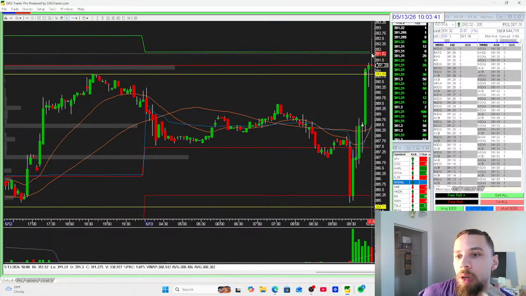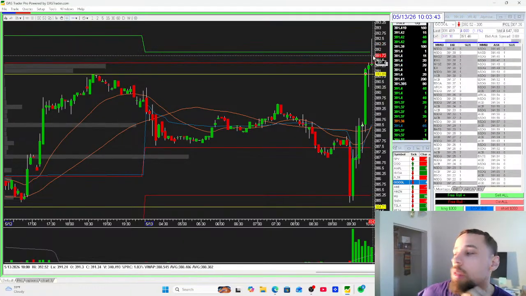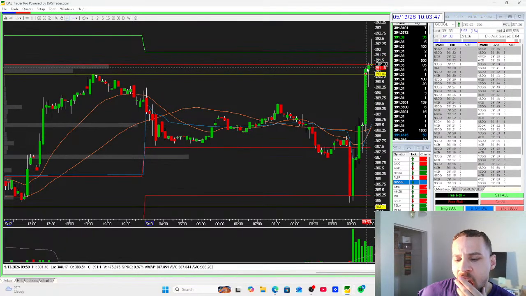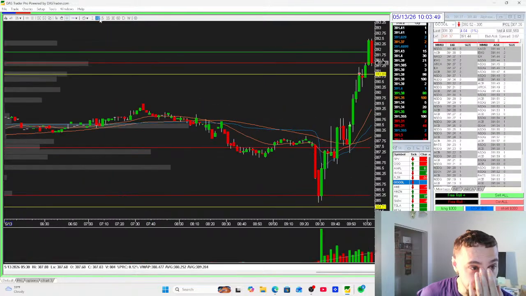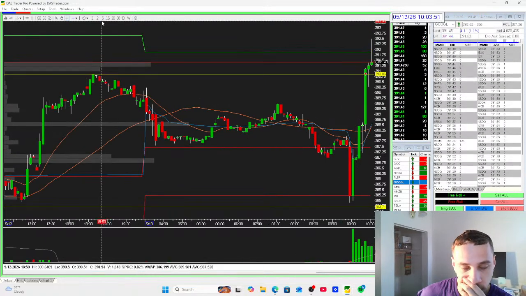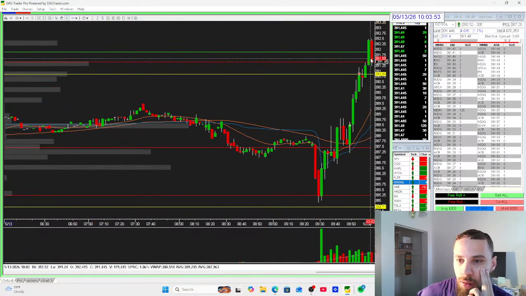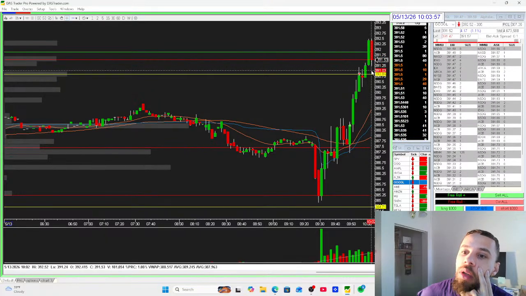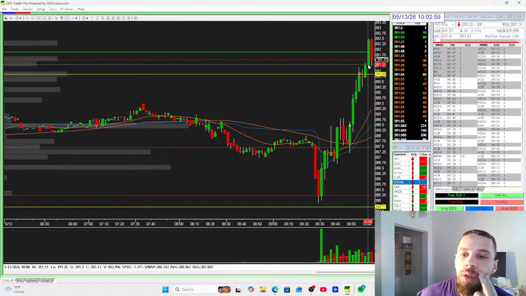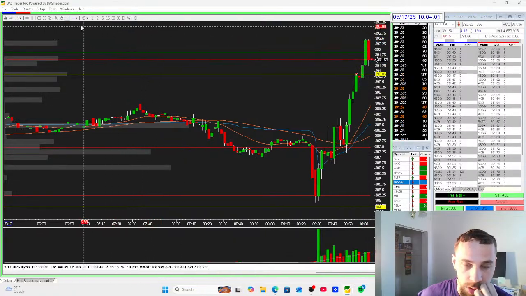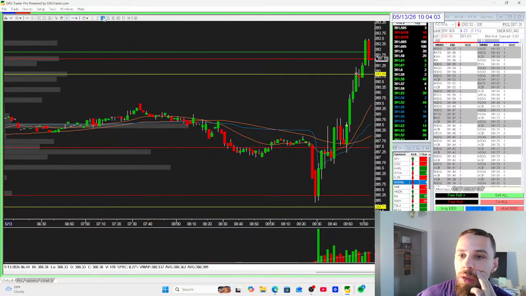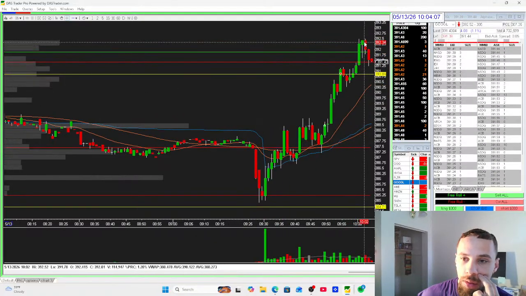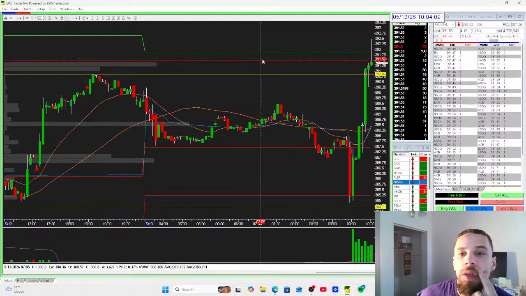It's starting to pull back. The 2-minute candle here, 10:02, almost engulfing this candle. Yeah, I'm going to call it.